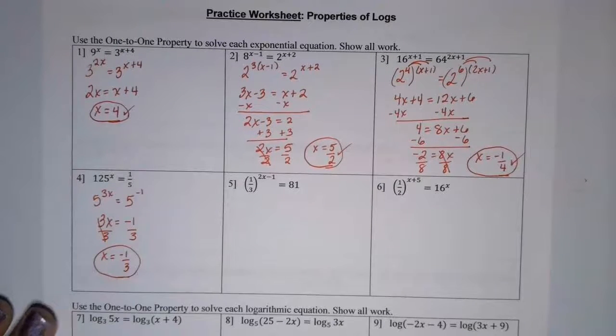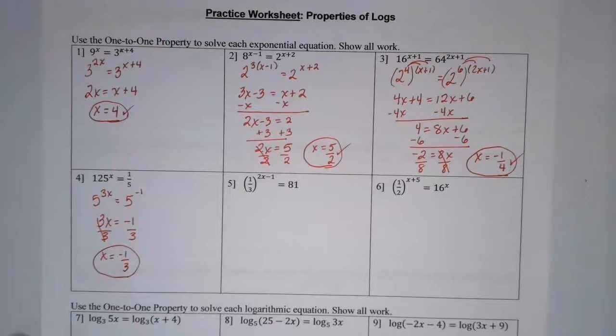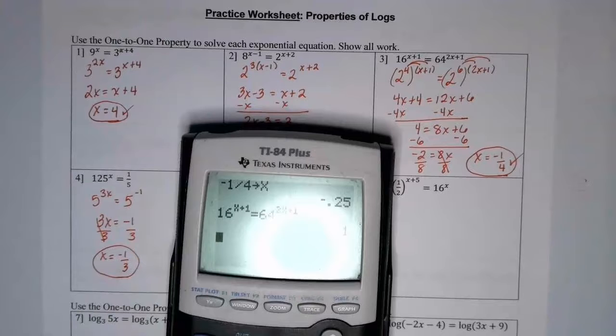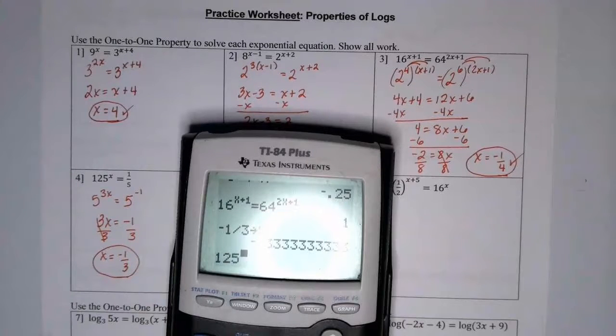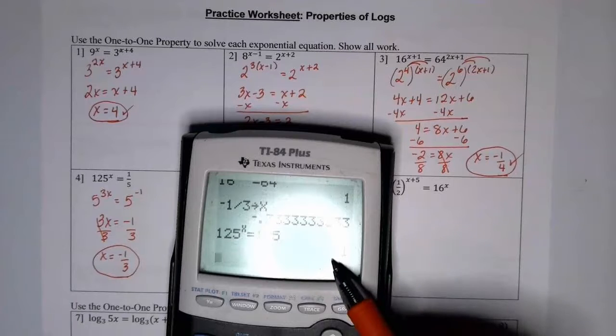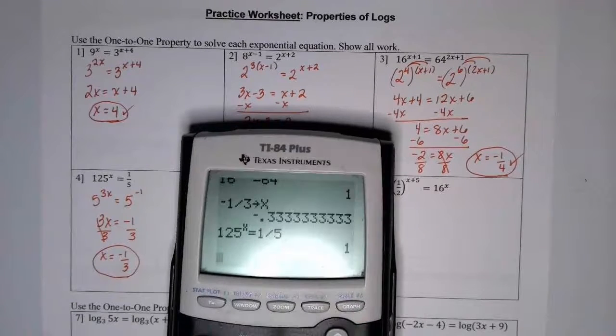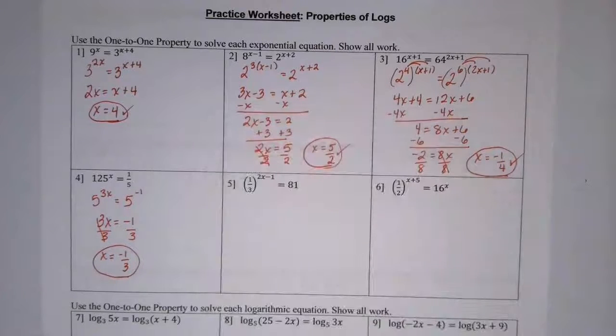Okay, and then we would check that by storing negative 1/3 as the x, and then 125 raised to the x power equals 1/5, and we get a 1, so we know that that answer checks.